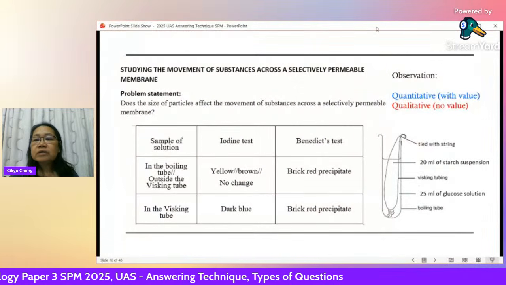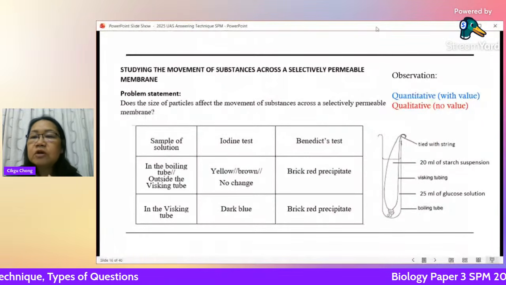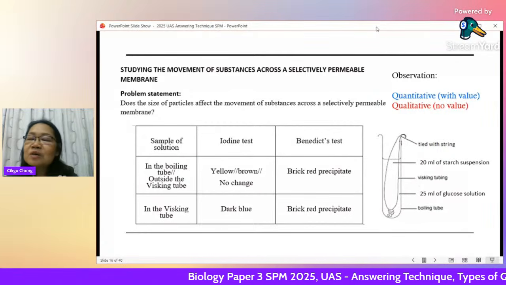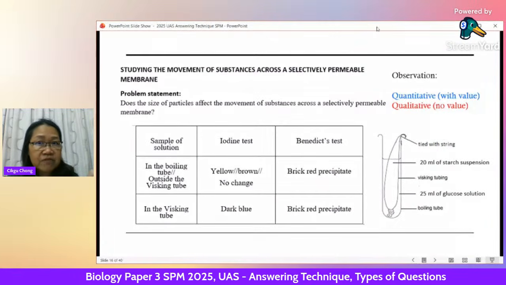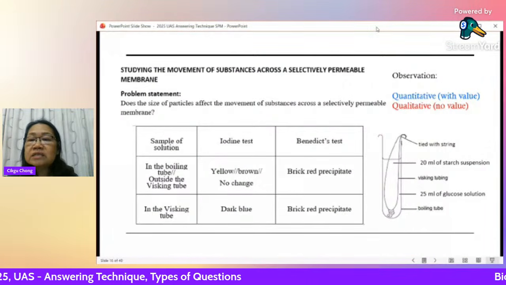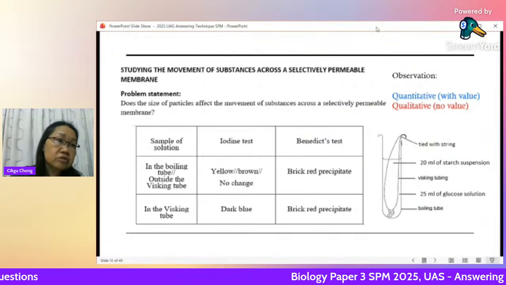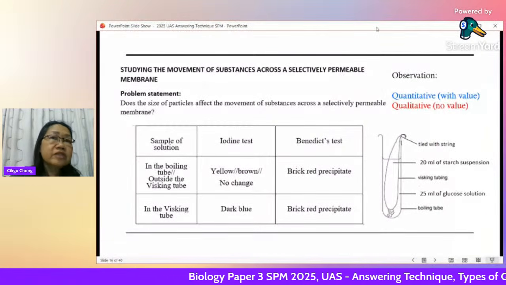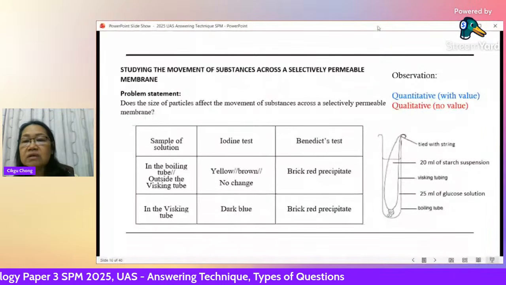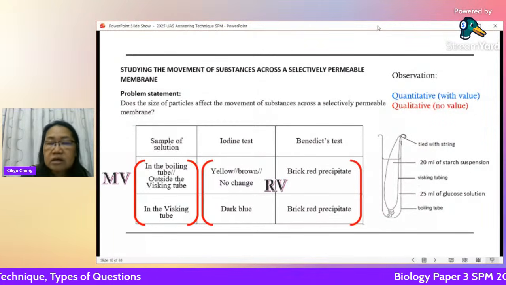Yes, the only non-reducing sugar is sucrose. So reducing sugar, you have 5. Non-reducing sugar is 1. Okay, so non-reducing, correct. Sucrose is the only non-reducing sugar. You have to convert it into reducing sugar, then your Benedict test is positive. Okay, correct. Okay, next one. So this is your MV, this is your RV, color change.